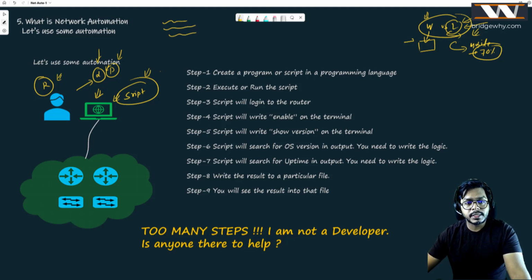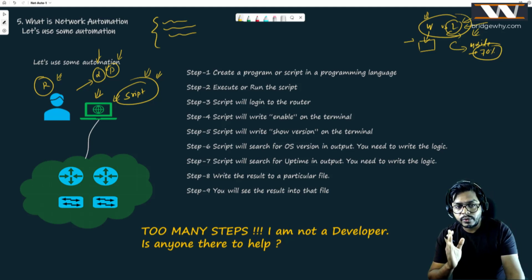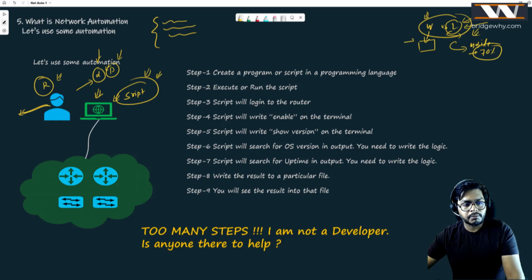And this is the beauty of this script: Mr. Rahul is not going to log into every one of the 200 devices. He says, I'm going for a walk with my friend, and when I come back after 2 hours, I just want the result in the same Excel file, saying this router's uptime is this and it is running this version, for all the 200 routers.